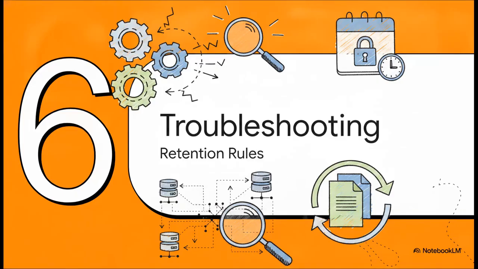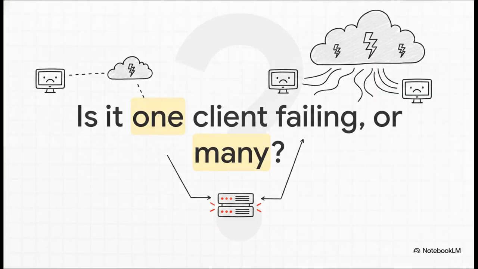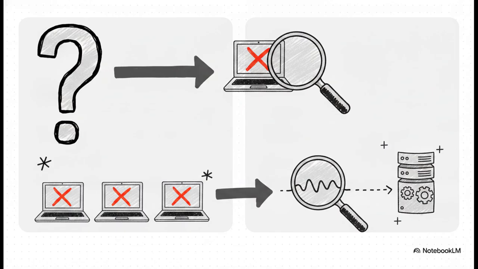All right, final stretch, Section 6, Troubleshooting and Retention Rules. When a job fails, and they will, do not panic, and whatever you do, do not immediately just hit retry. I want you to ask the ultimate L2 diagnostic question. Is it one client failing, or is it many clients failing? I promise you, that single question halves your troubleshooting workload instantly.